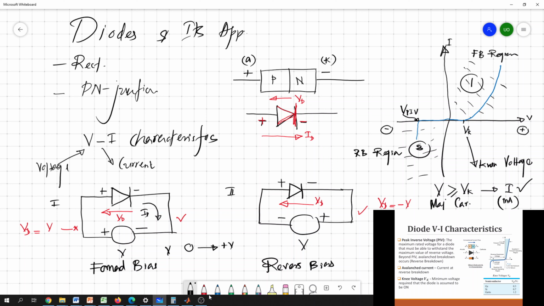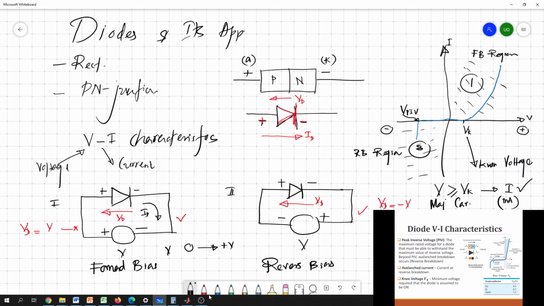Once you apply a positive voltage across the diode, when this applied voltage is greater than the knee voltage, which equals the barrier voltage of the diode, you can observe a reasonably high current, which is in the milliampere range.